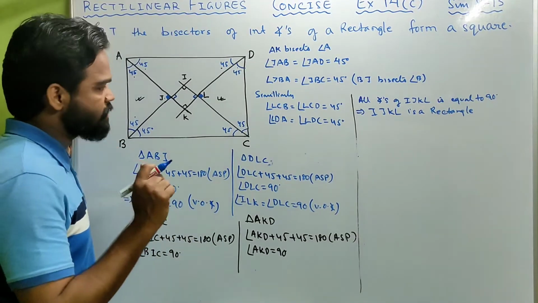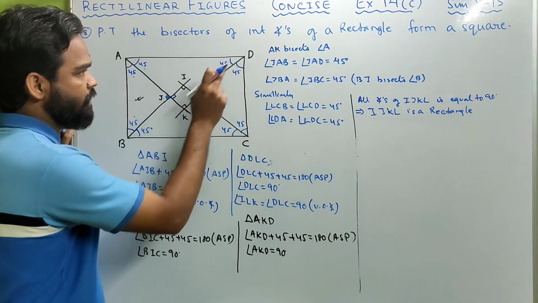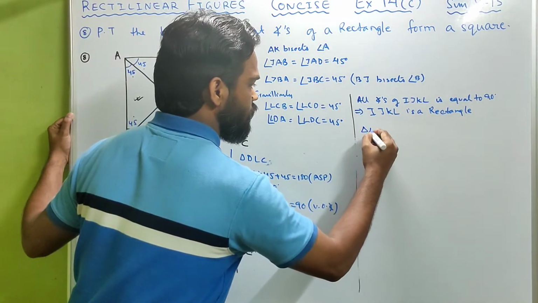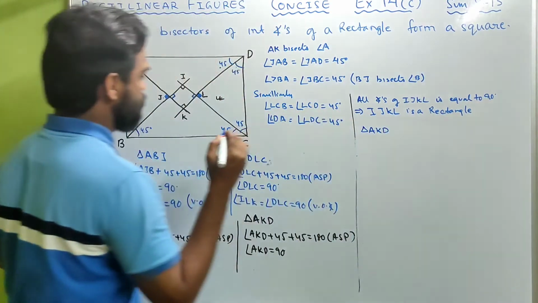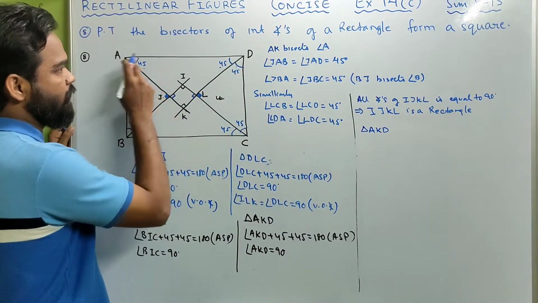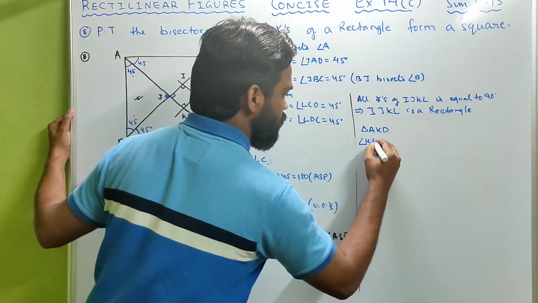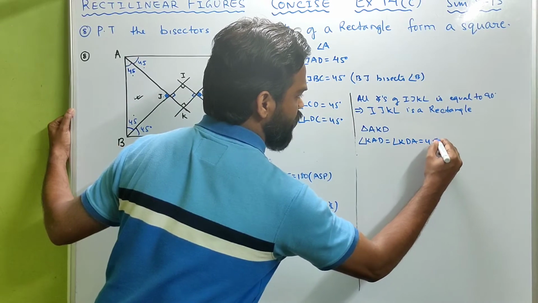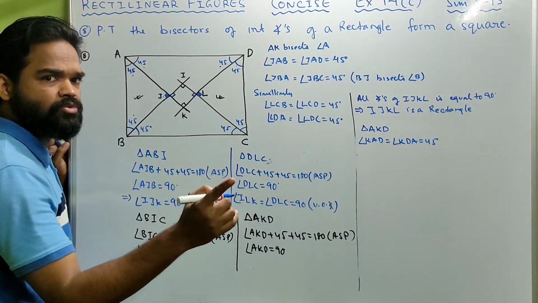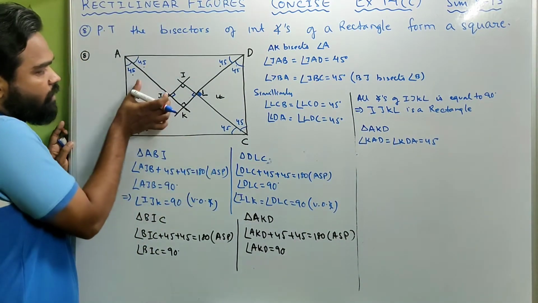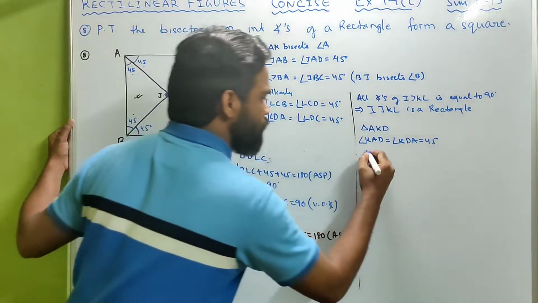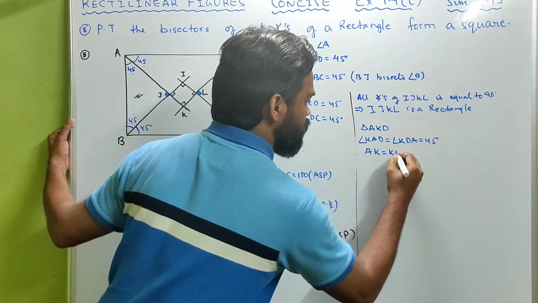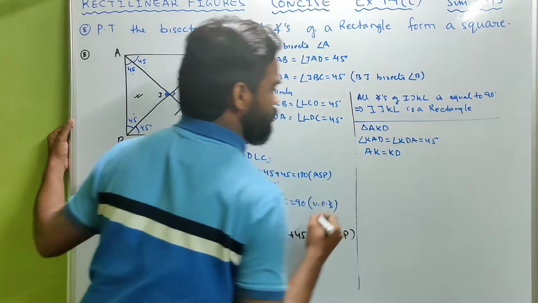Okay, look at triangle AKD. See, angle KAD is equal to KDA is equal to 45 degree, which means it's an isosceles triangle. And if it's an isosceles triangle, AK and KD will be same. AK equals KD. Done.